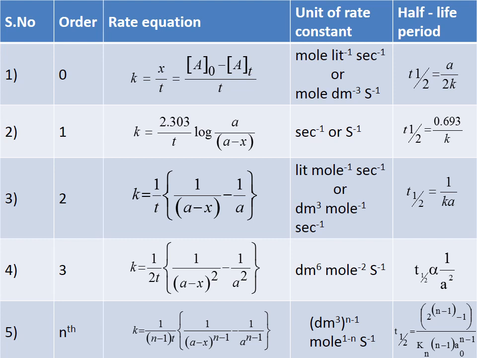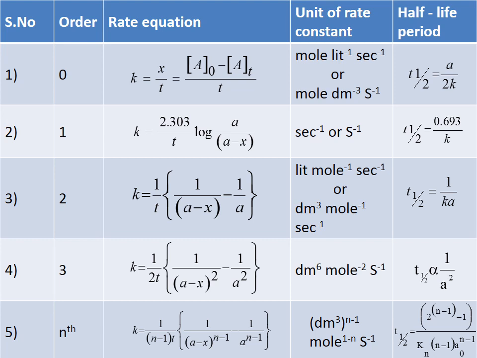For order equal to 2, K is equal to 1 by t into 1 by a minus x minus 1 by a. The unit is L mol^-1 s^-1 or dm^3 mol^-1 s^-1, and t half is equal to 1 by Ka. That means the half-life period of the second order reaction is inversely proportional to the initial concentration. Look at the rate equation: for a second order reaction, you get 1 by a minus x minus 1 by a. The same principle can be applied to third order as well as nth order.